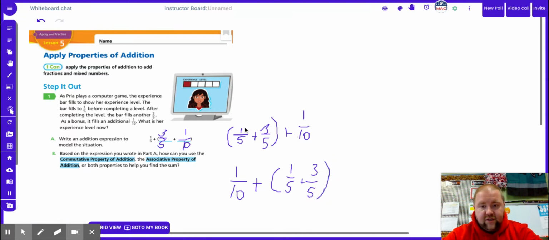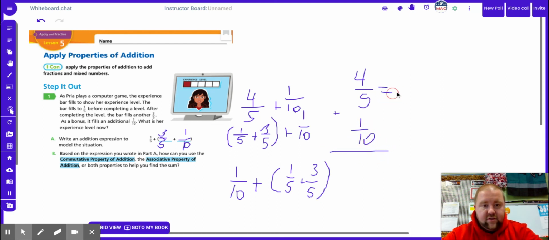So this problem says 1/5 plus 3/5, that is going to be equal to 4/5, and then we would add 1/10. Now, when we're doing 4/5 plus 1/10, I often like to write the fractions on top of each other so that I can make the equivalent fractions a little bit easier. Our common denominator is going to be 10. This is already 1/10.